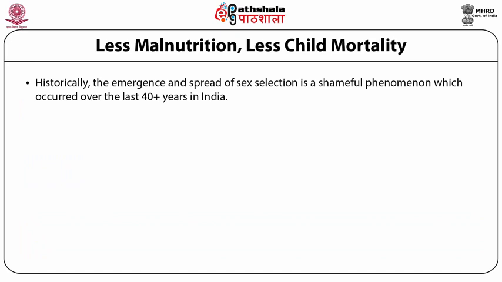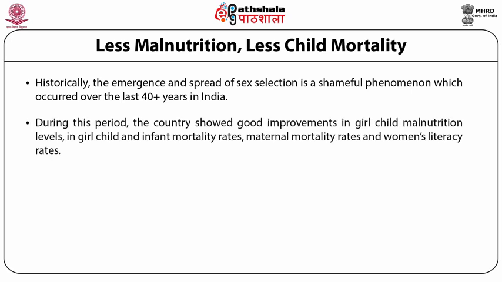Now, all this while we are looking at declining child sex ratios. Remember, in the last 40 years, we have seen remarkable improvements in malnutrition, particularly girl-child malnutrition. We are seeing improvements in child mortality and infant mortality, and maternal mortality rates have dropped. We are seeing very significant improvements in literacy of women around the country.